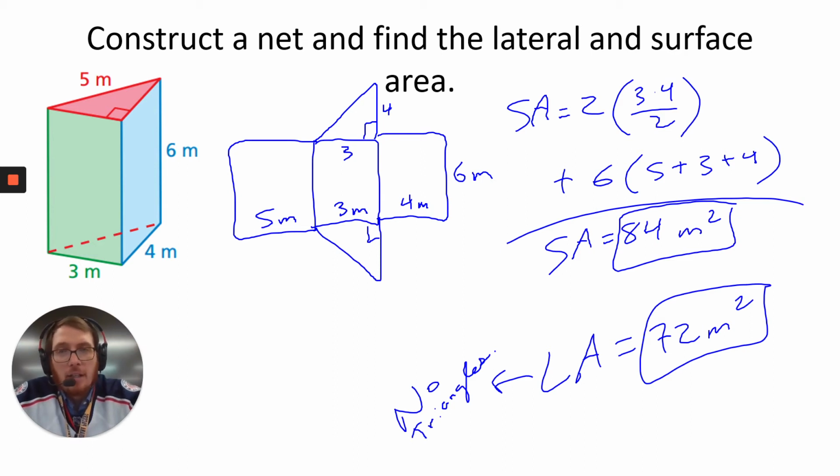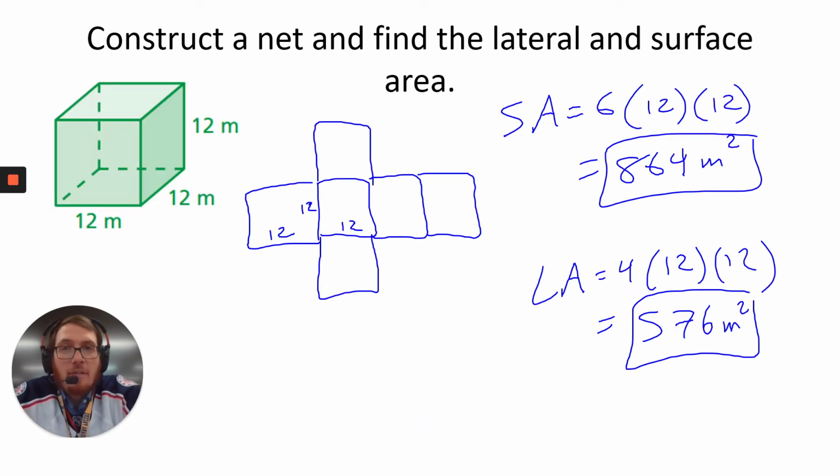The lateral area, no matter how the triangular prism looks, is always the area of the rectangles without the 2 triangles. Always. And so that would just be the 6 times 5 plus 3 plus 4, which would be 72. Or get rid of the two triangles. Another option is you find the answer and then just say, oh, subtract the 12 out from the two triangles, and that would also get you your answer of 72 square meters.